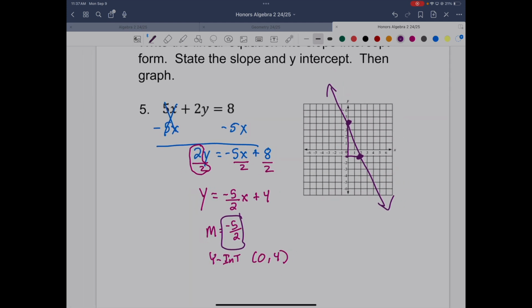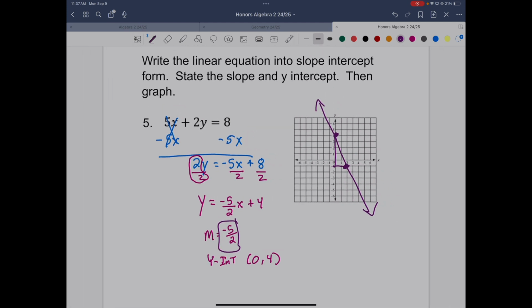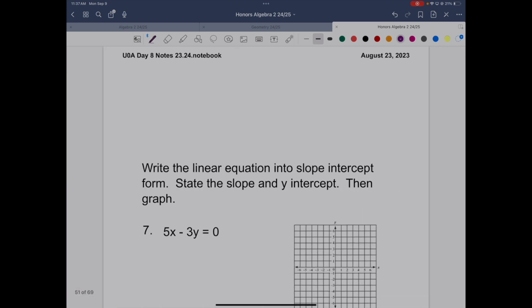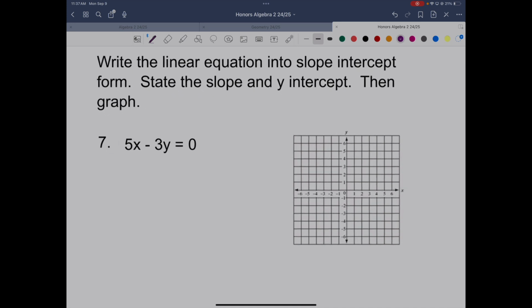Any questions with that first one? All right, let's do one more. Let's do this one. So again, write the linear equation in slope-intercept form, state the slope and the y-intercept, and then graph.